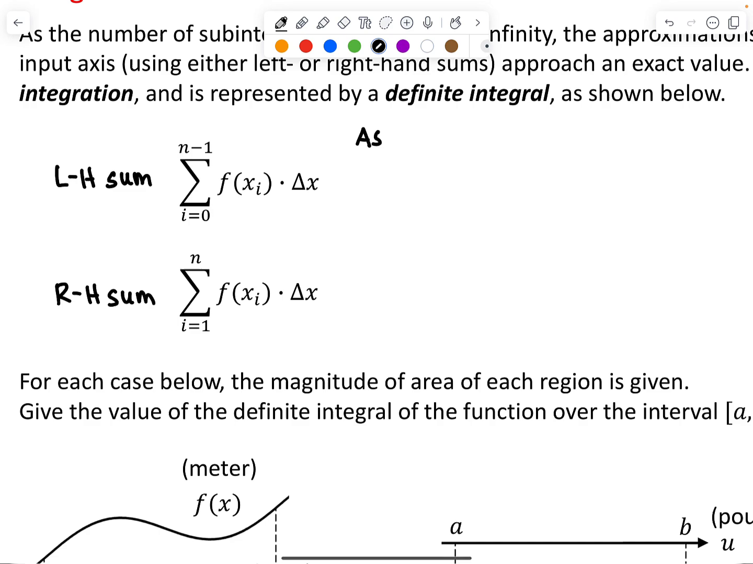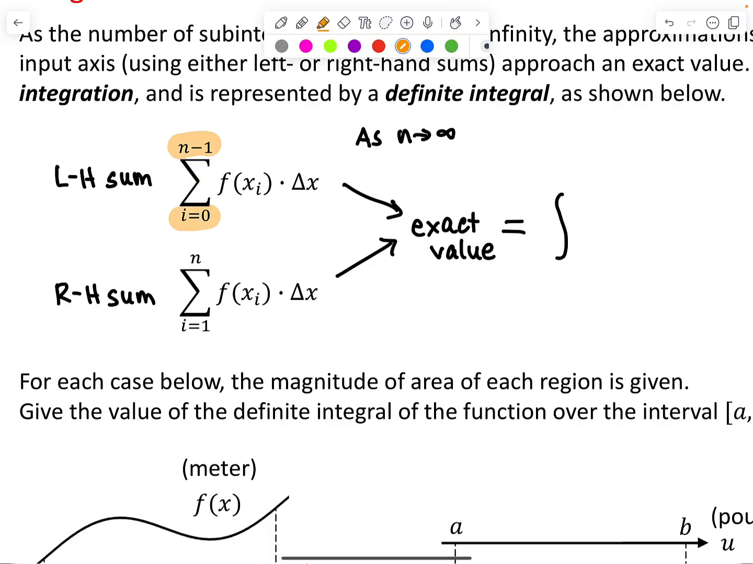Now, as n approaches infinity, so we do more and more rectangles, both of these will approach an exact value, which we represent with a new notation that mirrors these summations. Instead of using a sigma for a sum, we use an elongated s. Instead of putting the starting and ending values of the index of summation, we put the values of a and b, which are the left and right endpoints of the interval over which we want x to vary ultimately.